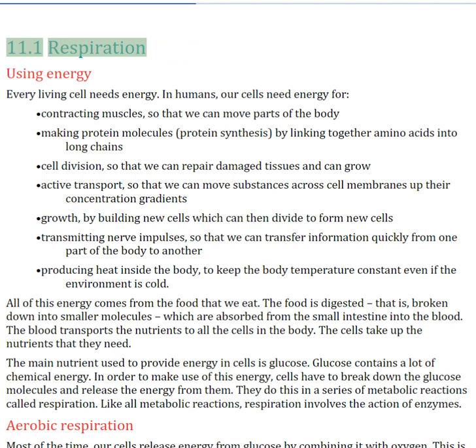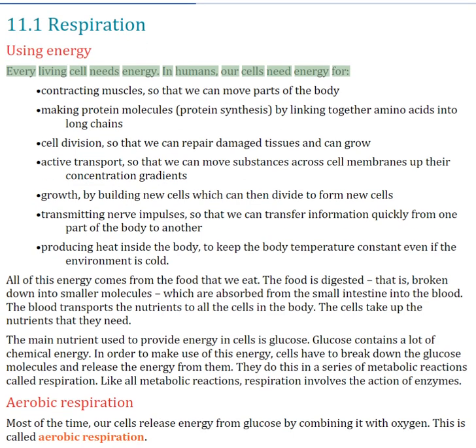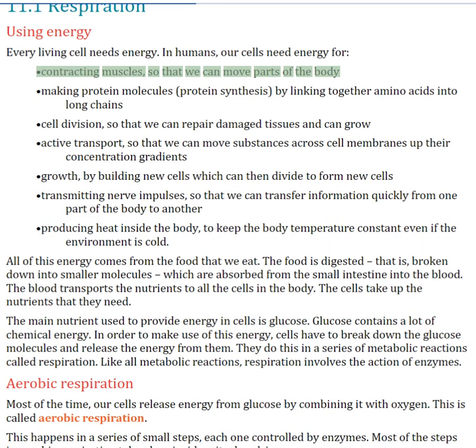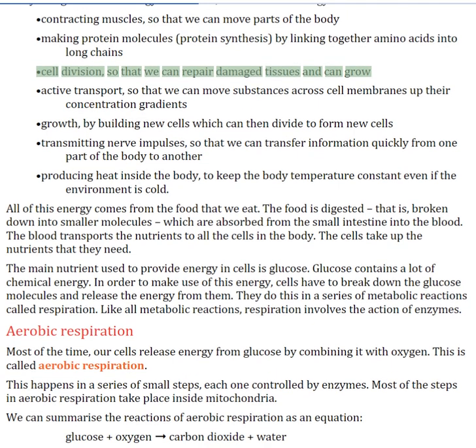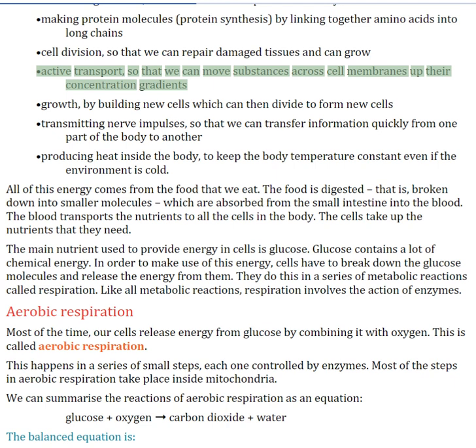11.1 Respiration. Using energy. Every living cell needs energy. In humans, our cells need energy for contracting muscles, so that we can move parts of the body. Making protein molecules by linking together amino acids into long chains. Cell division, so that we can repair damaged tissues and can grow. Active transport, so that we can move substances across cell membranes up their concentration gradients.